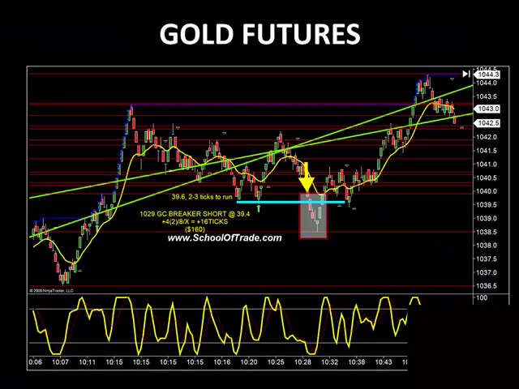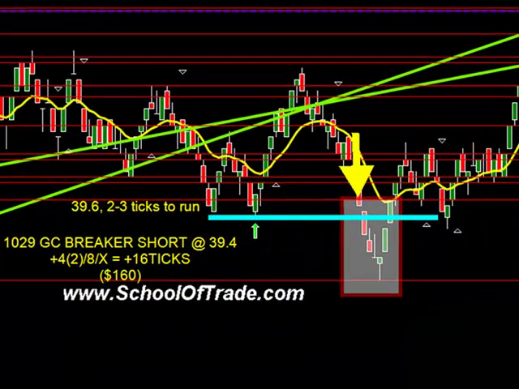Now the next trade, our final trade of the day here, was at 10:29 on the gold, symbol GC. This is a 1209 contract here, guys, on the gold. I choose to trade NYMEX gold just because it has more volume than the CME gold, but basically, relatively the same premises here. 10:29, just before 10:30, a breaker short, guys.